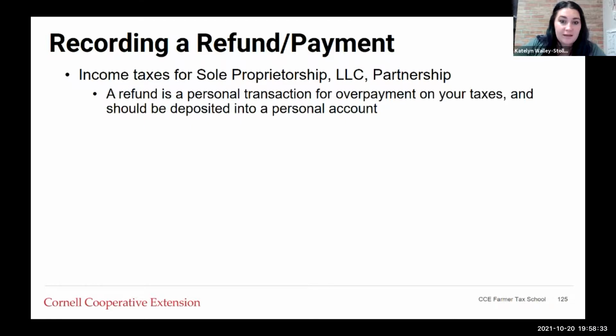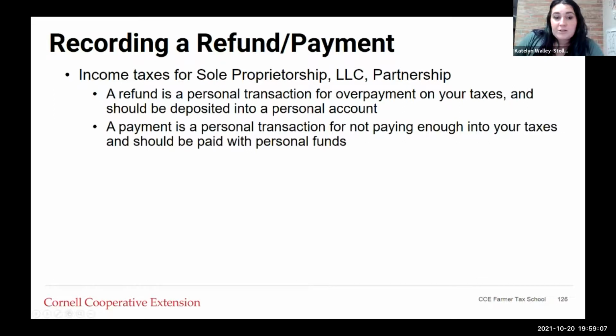That's not a transaction against the farm business. So you might have gotten that refund because the farm took a loss that year, but that money is not considered income for the farm. That is a refund on your personal tax liability. So a refund is a personal transaction for an overpayment of your taxes. That refund should get deposited into a personal account because that is not income from the farm. That's your own personal refund against your own personal tax liability.